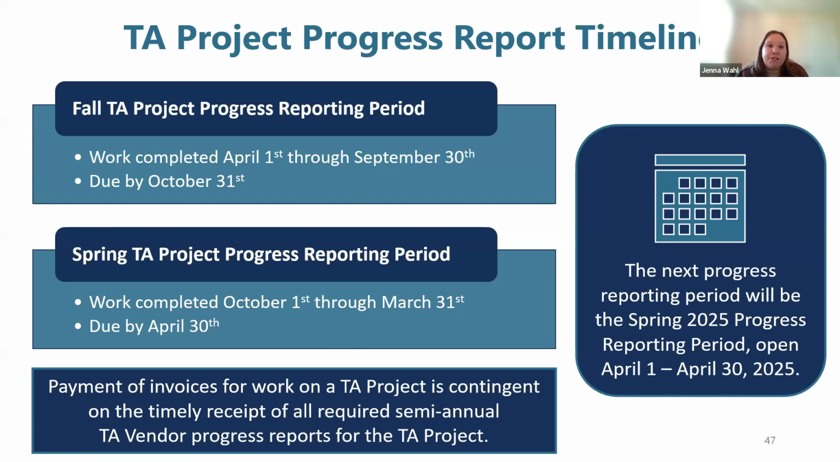Next slide, please. So as stated, progress reports will be semi-annual starting in 2025 and will have fall and spring periods. For projects that are completed or have progress between April 1st and September 30th, that is our fall progress report, which is due on October 31st. And then we will have a spring progress reporting period for work that was completed between October 1st and March 31st, due on April 30th. The spring progress reporting period will be the next progress reporting period that we are looking towards. Again, payment of invoices is contingent on the timely receipt of these progress reports. Next slide.